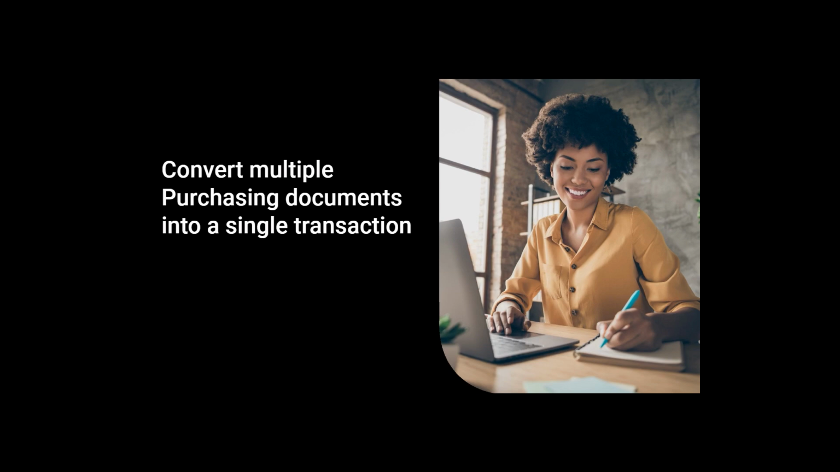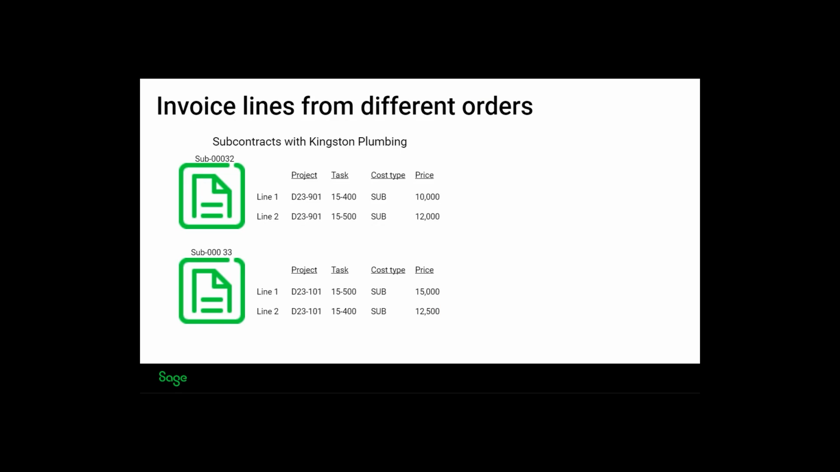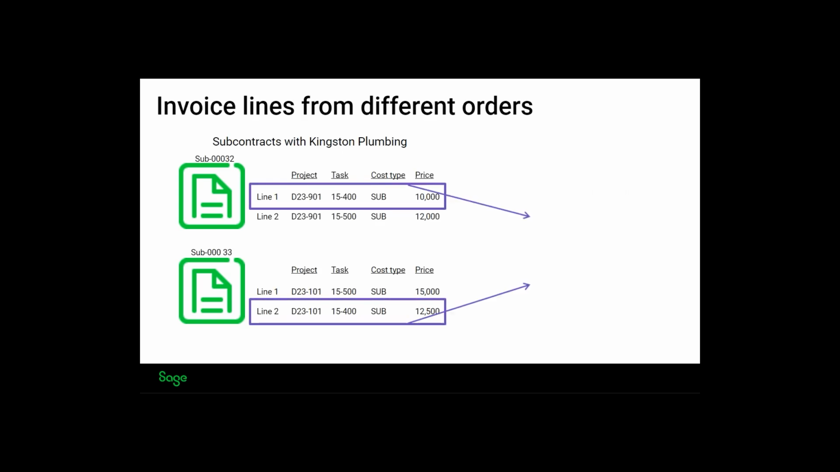In this video, find out how to streamline your invoicing process in purchasing. Let's say you have different subcontracts with the same vendor, each with several lines. And the vendor submits a payment request with a single bill for work performed on these subcontracts. How can you convert the lines from different orders and combine them into a single invoice in purchasing? Let's find out.